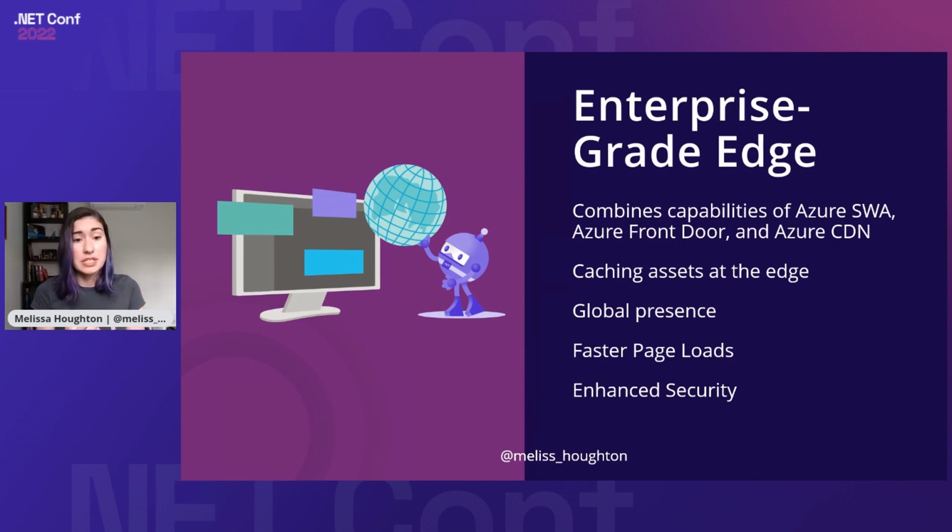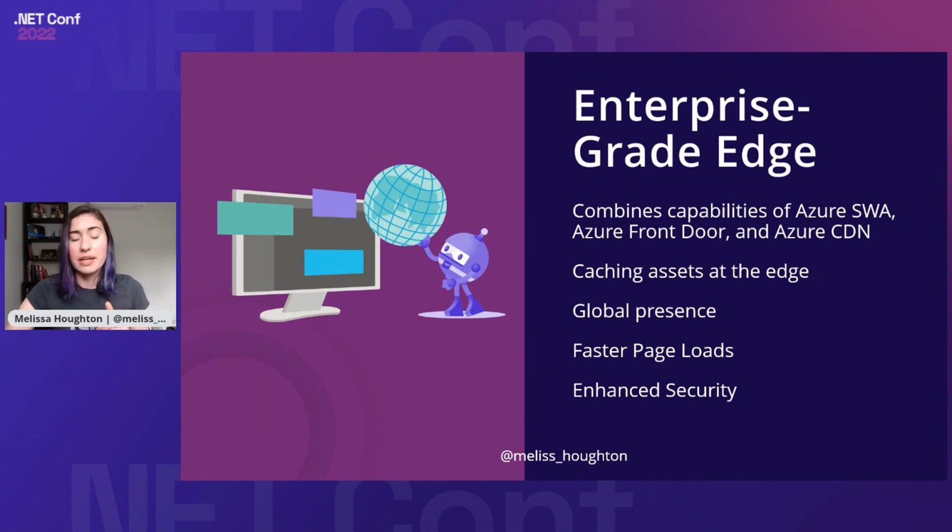If we go back to my slides, if you want to get into more advanced scenarios, there's even some extra features to help you get into that enterprise level applications that are hosted on Azure Static Web Apps. There's something called Enterprise Grade Edge, which combines the capabilities of Azure Static Web Apps, Azure Front Door, and Azure CDN. So what this does is it caches your assets at the edge, allowing you to have a global presence, faster page loads, and enhanced security as well. So you can really accelerate your applications and make them enterprise level with these really nice and quick hosting options with Azure Static Web Apps.